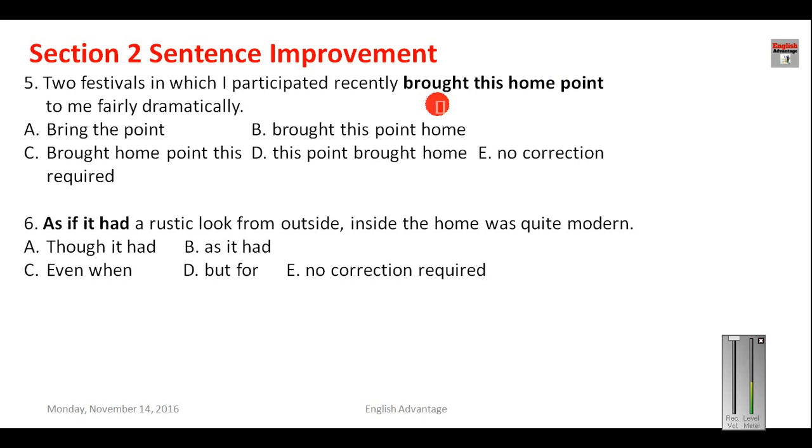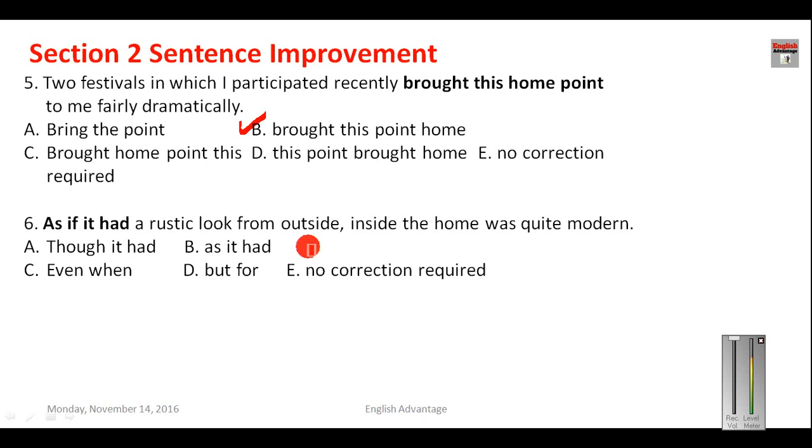So, two festivals in which I participated recently brought this home point to me fairly dramatically. Now in this sentence you must write here, brought this point home. Okay, brought this point home. When you say bring this point home, it means that you understood something clearly. So here B will be your answer. Question number 5, your answer is B.